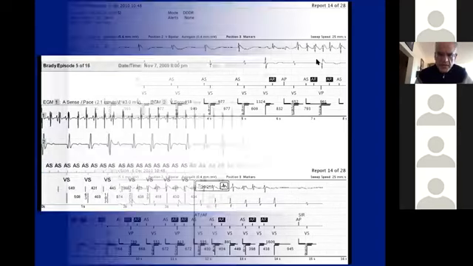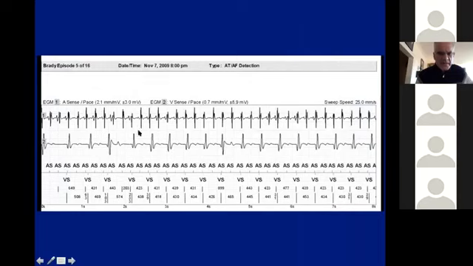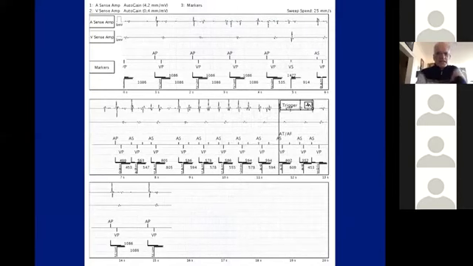It can also look like this. So this is another example. This is very organized. Here you may want to say this is probably atrial flutter or more organized atrial fibrillation. All right.